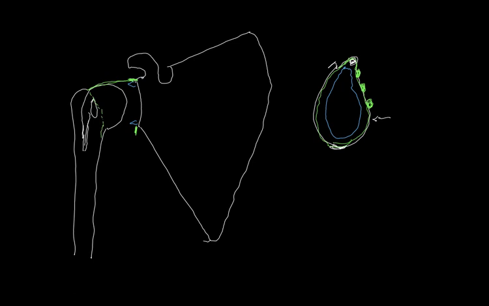except inferiorly where it is the lax part of the capsule. Except inferiorly here, it's not attached to the anatomical neck, and this is the lax part of the capsule which provides for abduction. And I told you that it is strengthened anteriorly by the superior, the middle and the inferior glenohumeral ligaments.